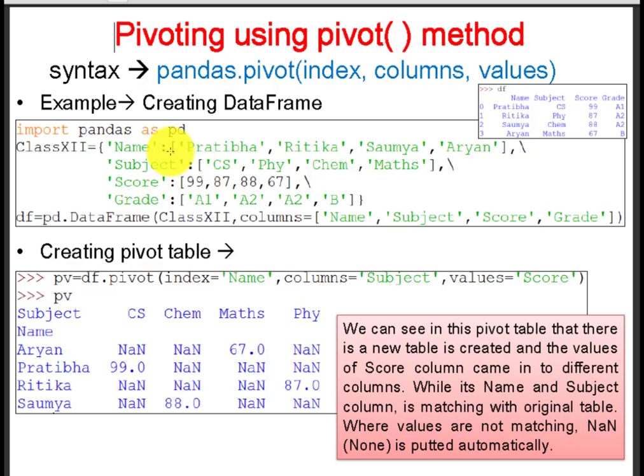Clear? So how can you convert it into the data frame? It is simple. You have to use pd dot DataFrame, which is the data frame object. Here df equal pd dot DataFrame, and within the parenthesis you can pass the dictionary, that class 12th will be converted into the data frame, and which columns you want to keep, you can pass.